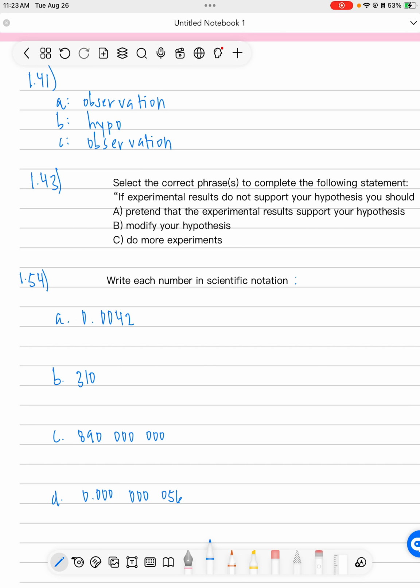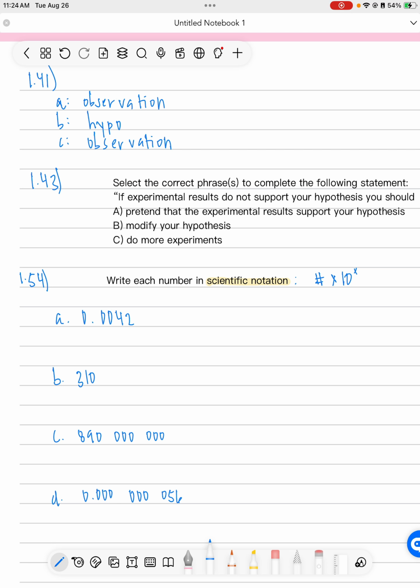Okay, the next practice problem is on the list. There's 1.53 and 1.54. I'm going to do 1.54 just because those are the only two that are similar. It says to write each number in scientific notation. Anytime you see scientific notation, you want your brain to be triggered that you're going to be writing the number as some number times 10 to the something. So scientific notation is telling you you're writing that number as a number times 10 raised to a power.